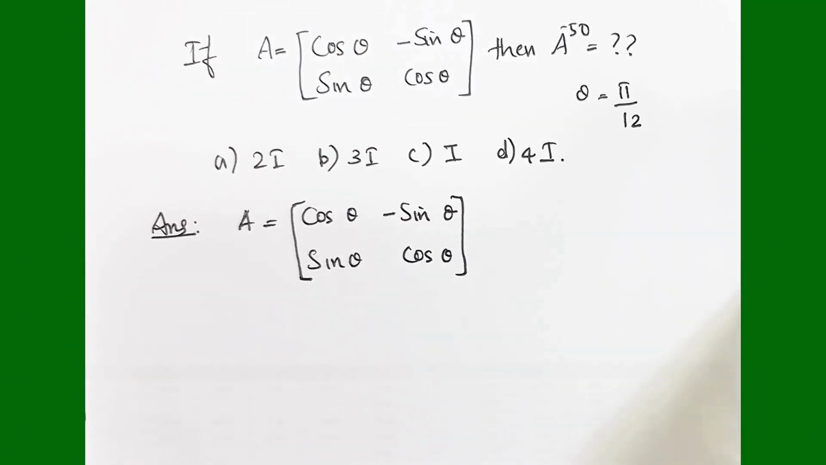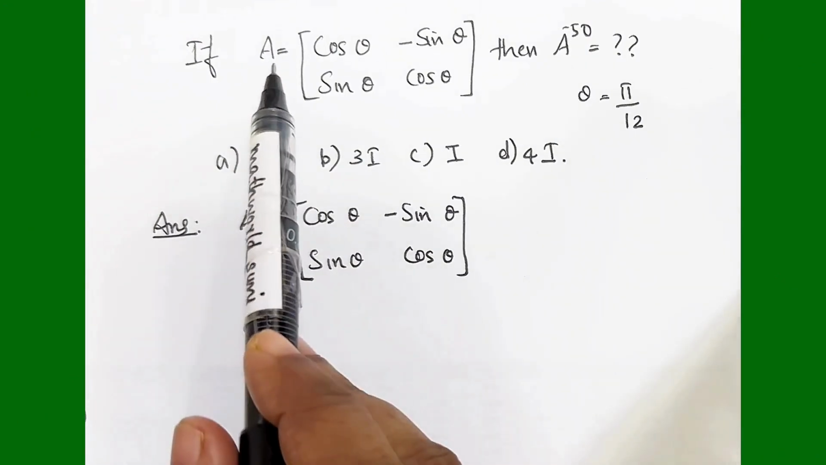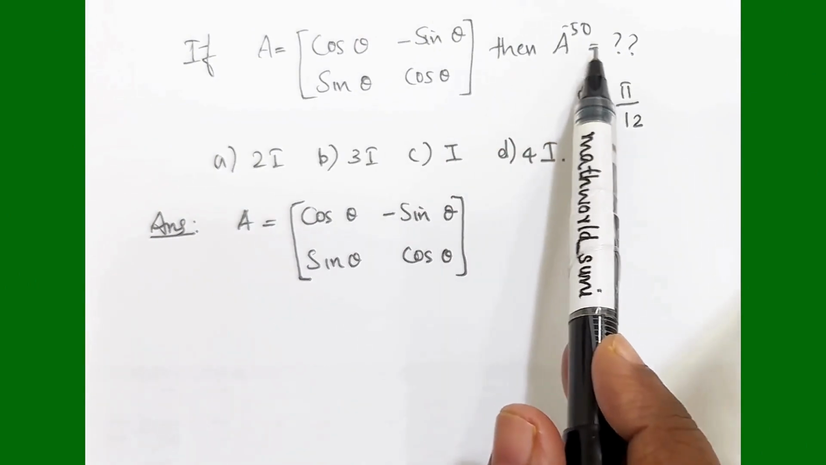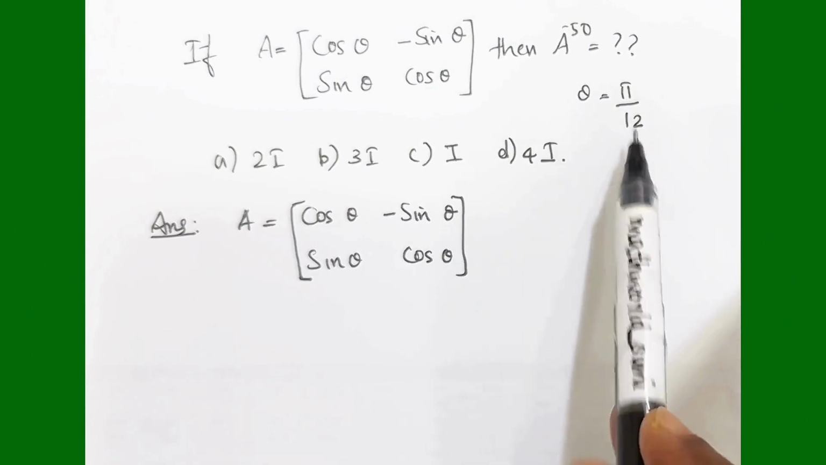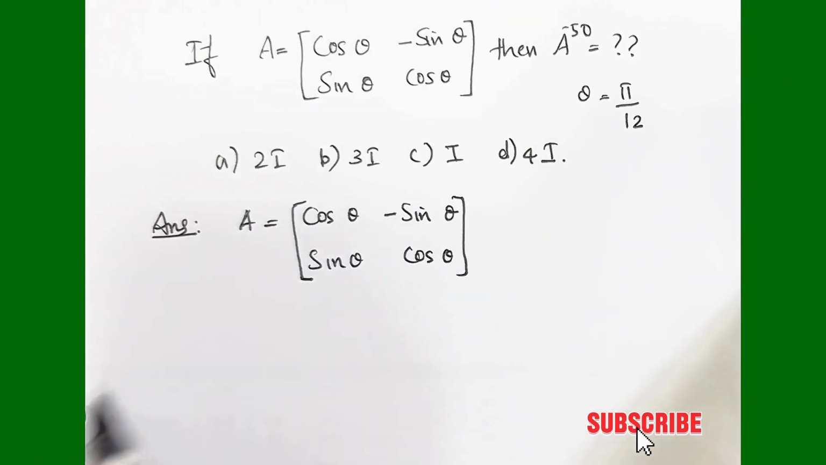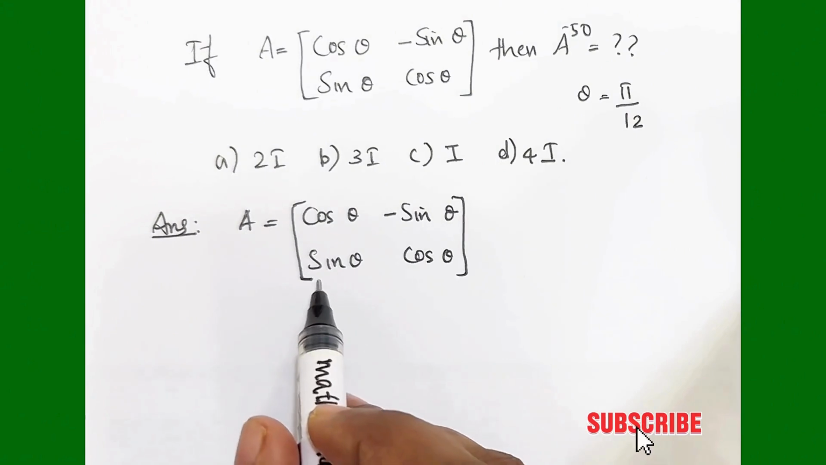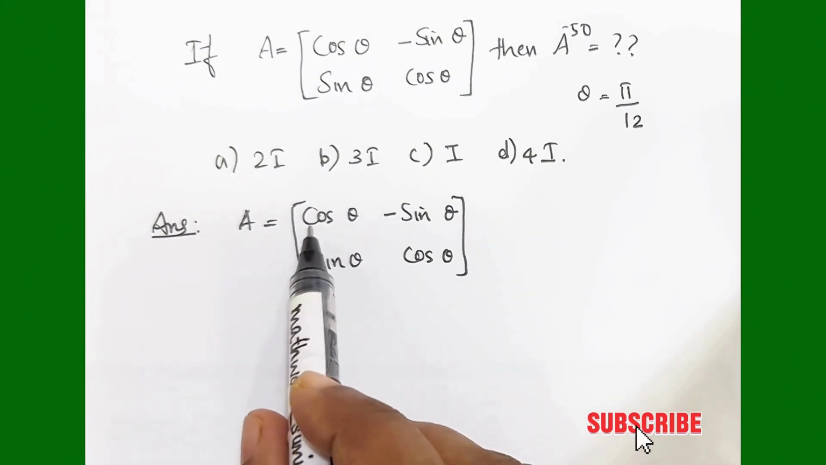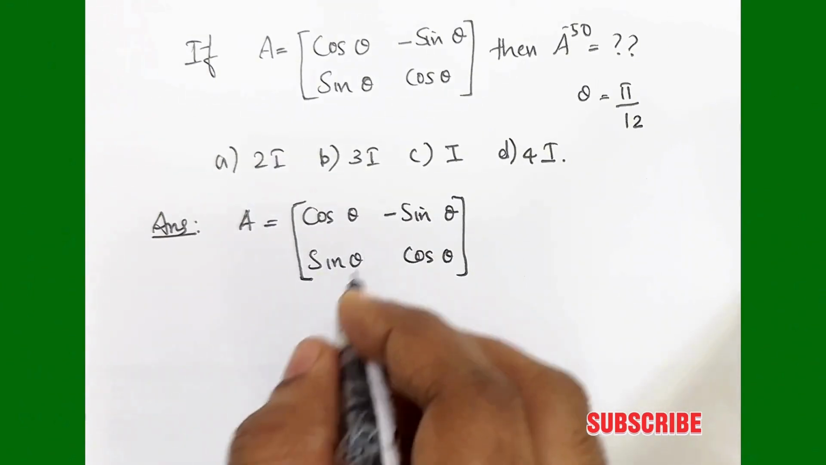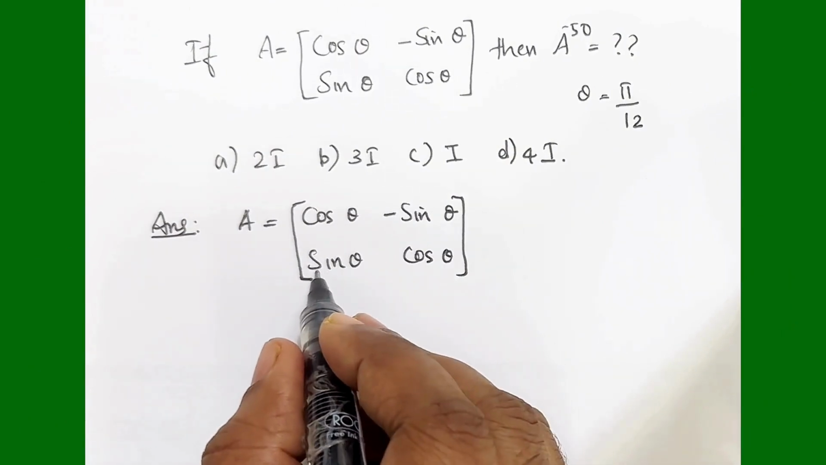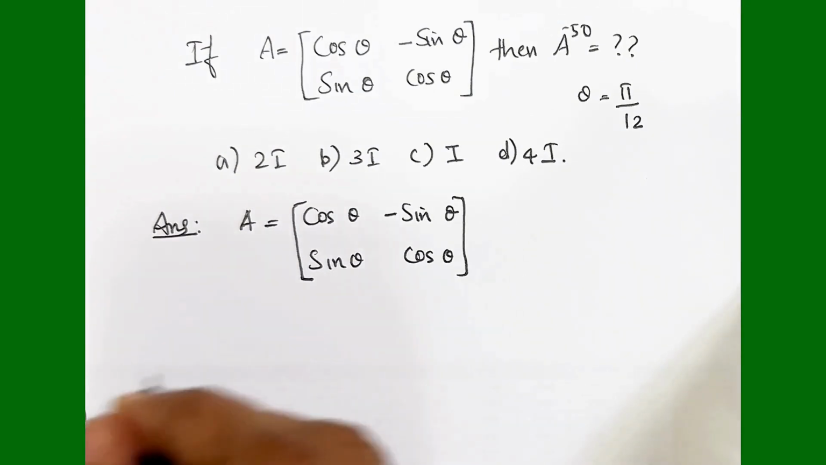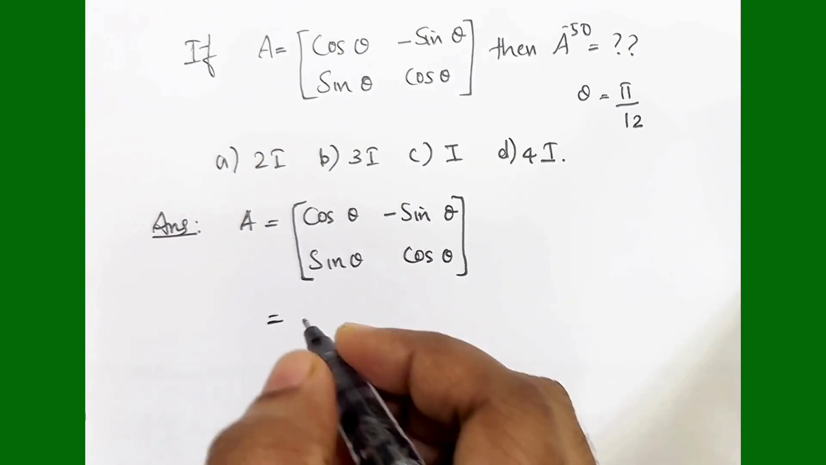Let's try one more example. Given question is, if A is equal to cos theta, minus sin theta and sin theta, cos theta, find A raised to negative 50, where theta is equal to pi by 12. Options are 2I, 3I, I and 4I. Here A is equal to cos theta, negative sin theta and cos theta. Here when we calculate trace of it, cos theta and cos theta is not equal to 0. But in the opposite direction, we can see this is sin theta and negative sin theta, it is 0. So just interchange the elements, that is interchange the rows, and find A.